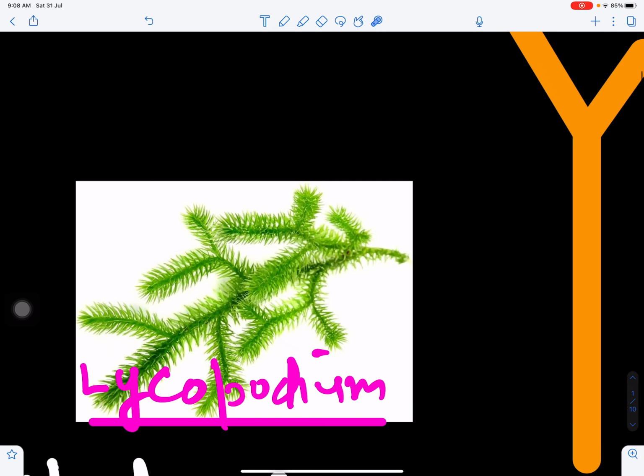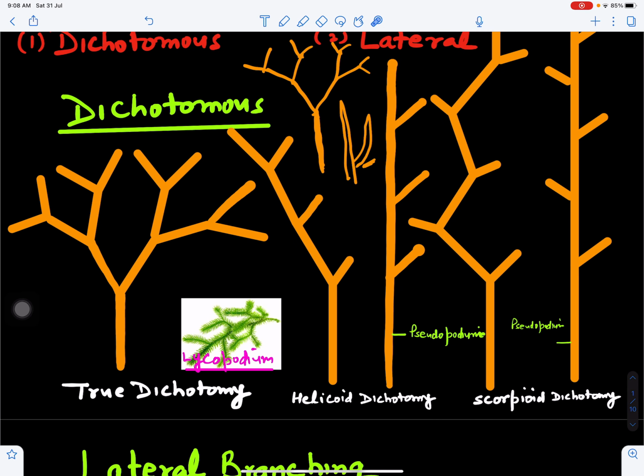Now an example of true dichotomy is in the case of Lycopodium. This is a member of Pteridophyta. We can see here this is dividing into two. This is again dividing into two, and this is further dividing like this. So this is true dichotomy in the case of Lycopodium, and this is an example of a Pteridophyte.